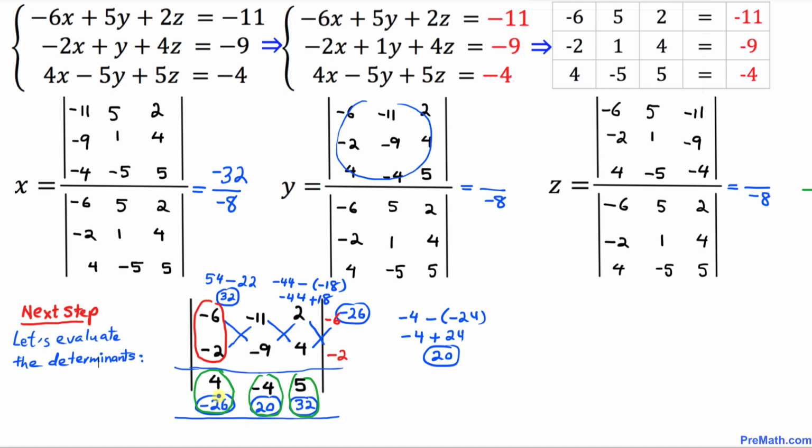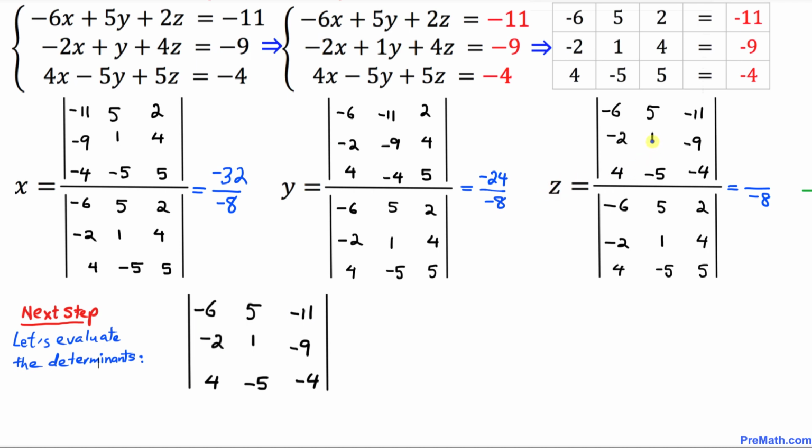So that is going to give us negative 104 when we multiply 4 times negative 26, and then that is going to give us negative 4 times 20 is negative 80, and then plus 5 times 32 is 160. Let's simplify these one. That's going to give us negative 24. So that means this number, the value of this top determinant for y, turns out to be negative 24. And now we are going to find the value of this determinant for z on the top, which I have just copied down.